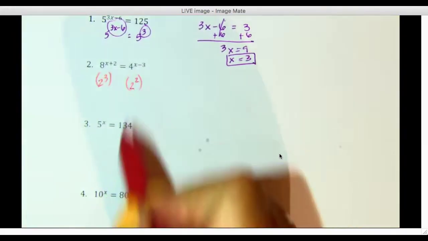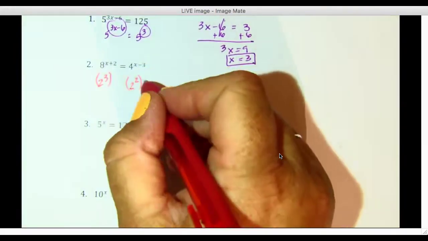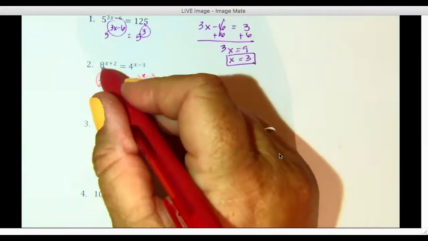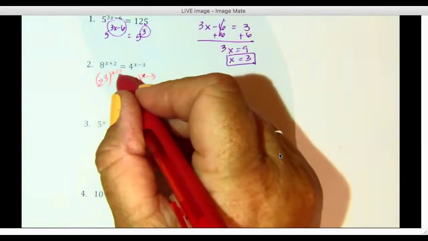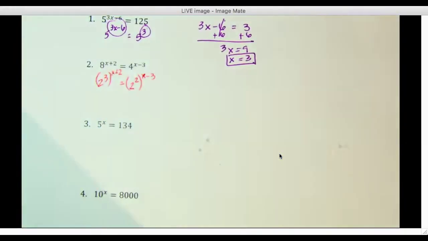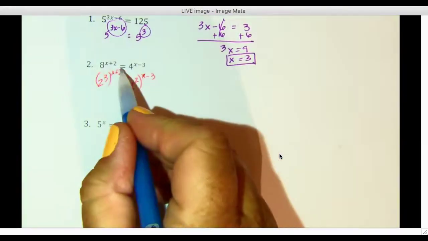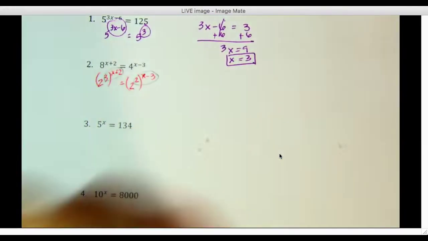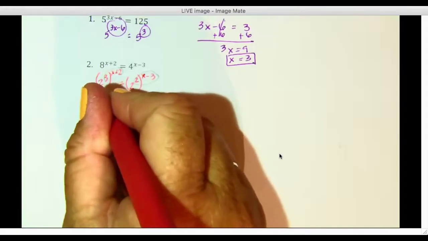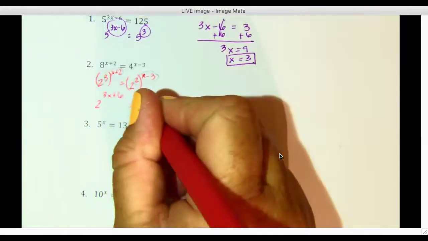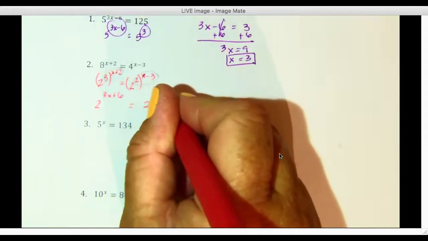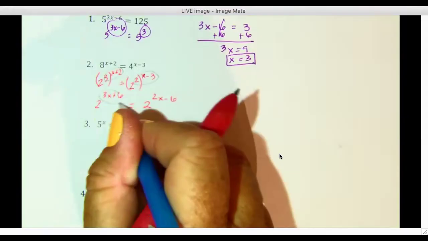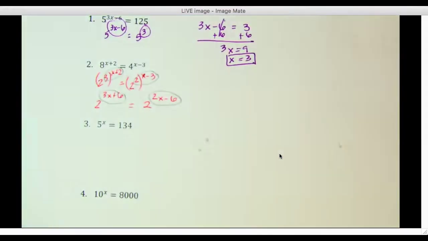So I replaced 4 with 2 squared, and then I can bring down the exponent I had before, x minus 3. And then here I had 8, and that was to the power of x plus 2. And these exponents here, this 3 and x plus 2, get multiplied, and then the same thing here. So this becomes 2 to the power of 3x plus 6, and 2 to the power of 2x minus 6. And now those bases are the same, so that means my exponents are also equal to each other.